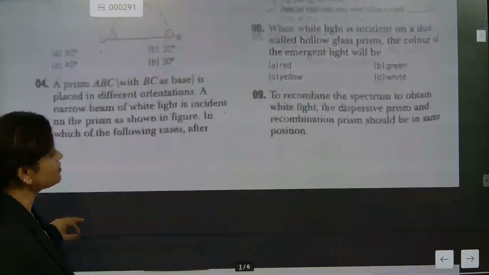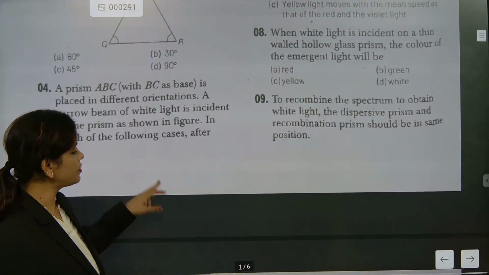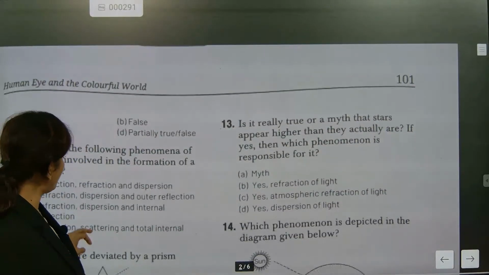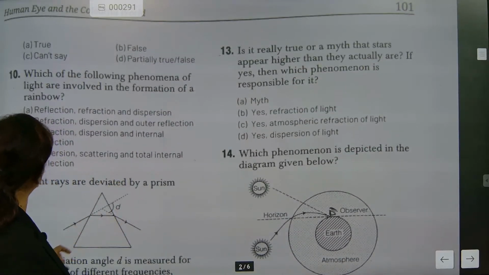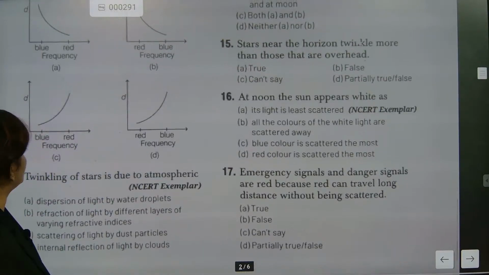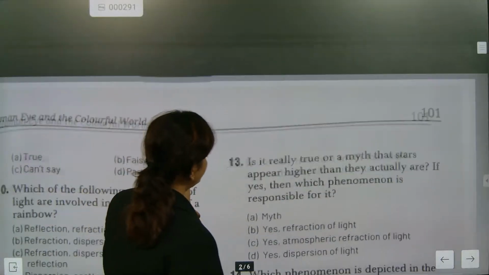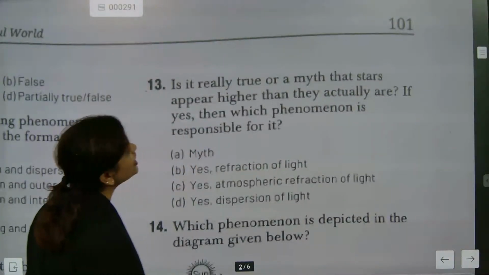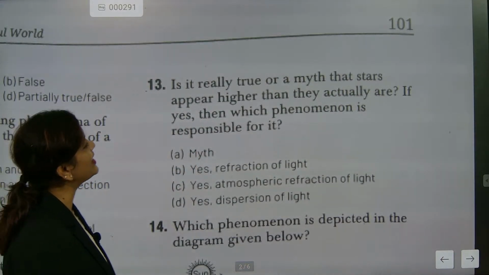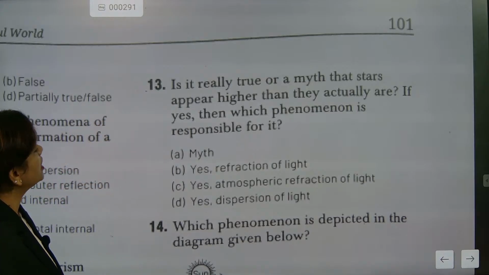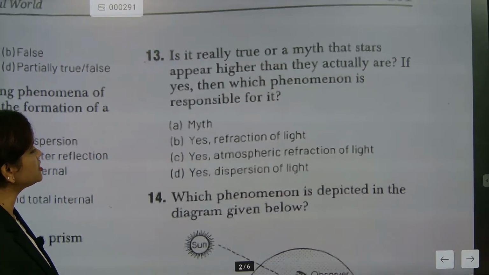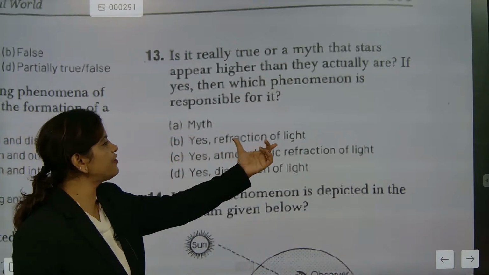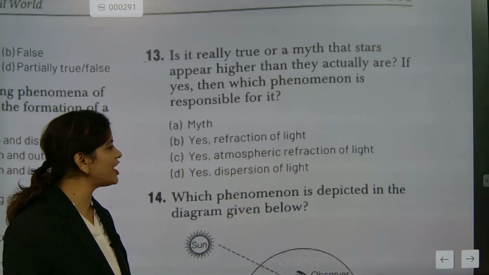I think we have done this part now. Okay. We are going to go for question number 11 done, 12 done, 13. Is it really true or a myth that stars appear higher than they actually are? If yes, then which phenomenon is responsible for it? It's a myth. Yes, refraction of light, atmospheric refraction of light.